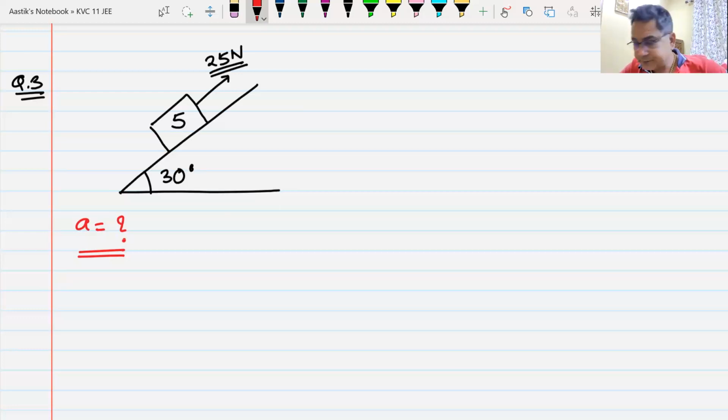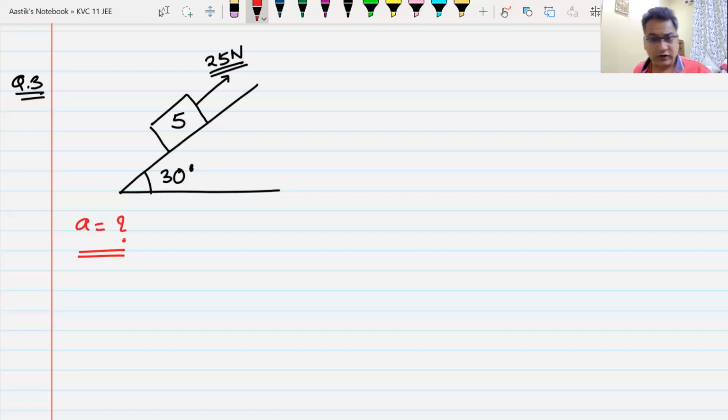The answer is 0. It will remain at rest. How did I get 0? First of all, I have to draw the sketch and the free body diagram. This is 5g, that is 50 newtons, mg. This one is mg sine 30. Sine 30 is half. 50 multiplied by half is 25. Then this is 50 cos 30. Cos 30 is root 3 by 2, so I get it as 25 root 3. This is the normal reaction.